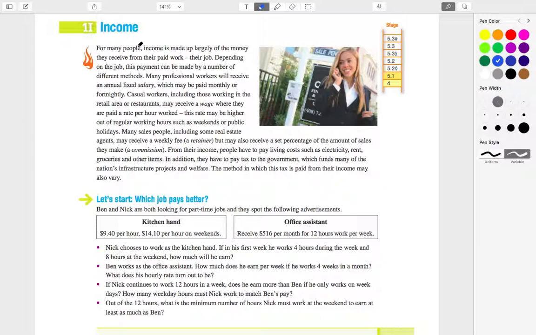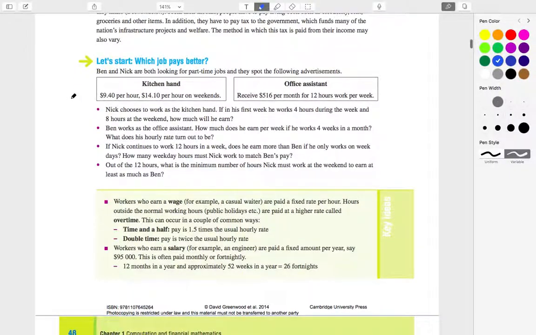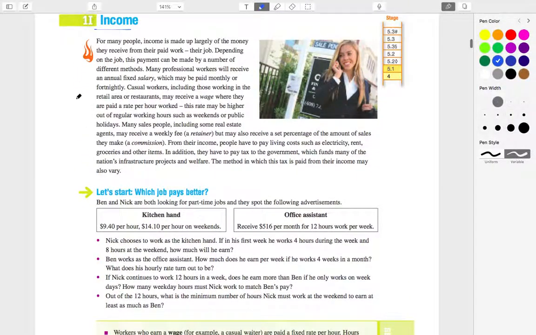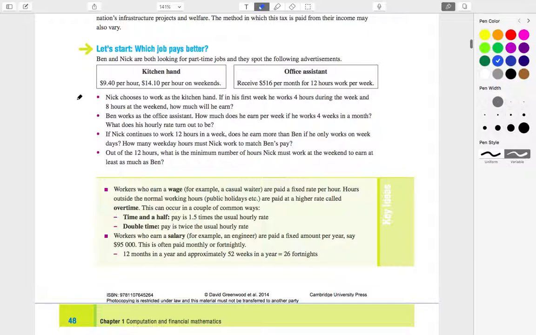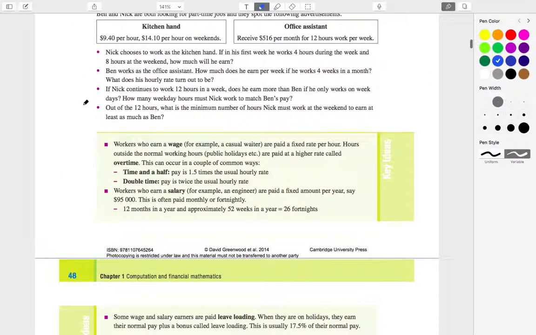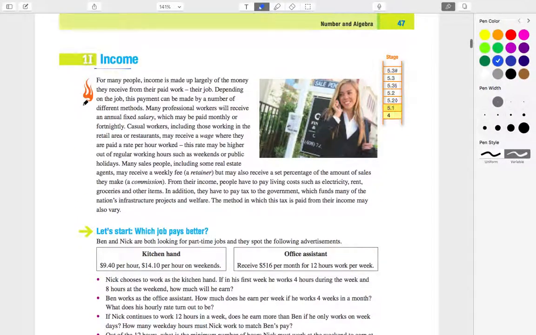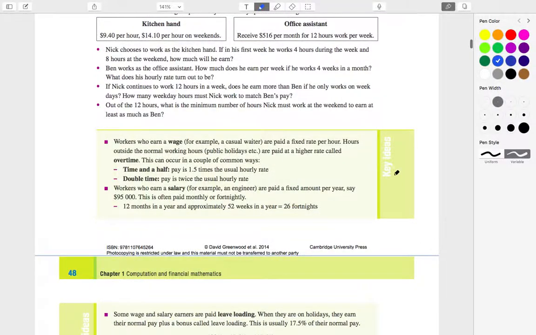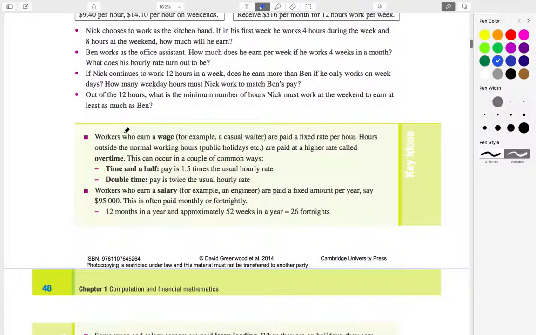Today what I'll be going through is chapter 1I, looking at income, and this is from the Year 9 Cambridge textbook. I'll be explaining some of the concepts and going through some of the questions, trying to make sure that you understand all there is to do with income. Okay, so let's begin. Firstly, we're going to be looking at some of these key ideas.